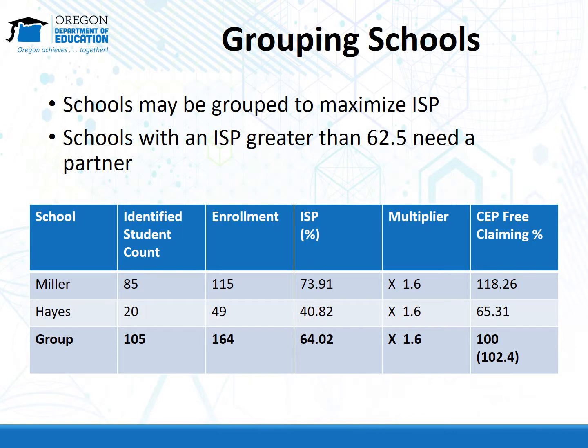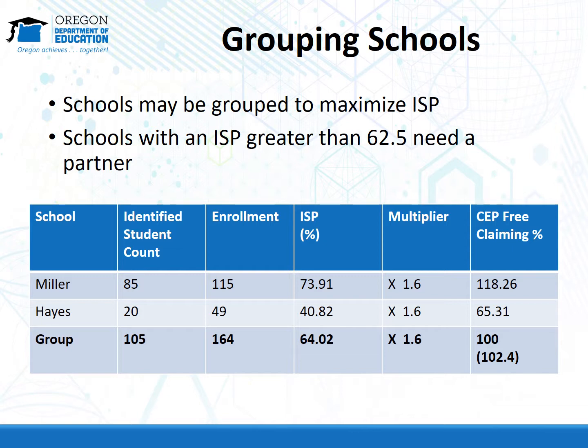Schools may be grouped to maximize ISP. An ISP of 62.5 when multiplied by 1.6 results in a free claiming percentage of 100%. One can't get better than that. A school with an ISP above 62.5 should be paired with schools having a lower ISP. For example, if Miller School has an ISP of 73.91 and Hayes School has an ISP of 40.82, each school could participate in CEP as an individual school because their ISPs are at least 40%.